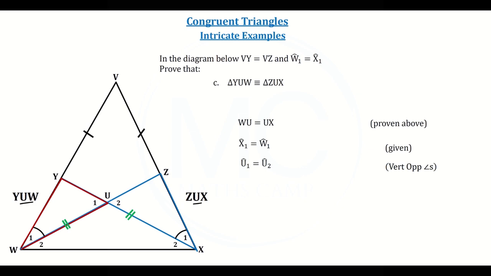Now we have two pairs of corresponding angles and one pair of corresponding sides that are equal. So we have now proven that triangle YUW is congruent to triangle ZUX. And as our reason, we can say AAS for angle, angle, side.